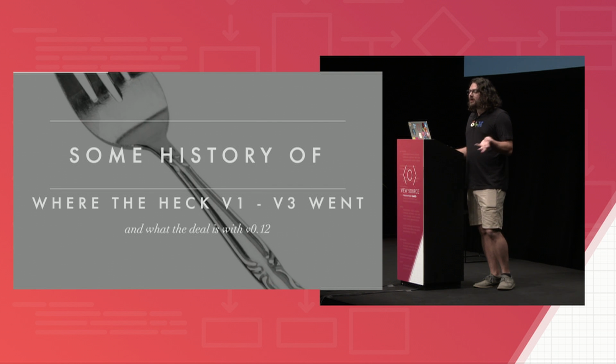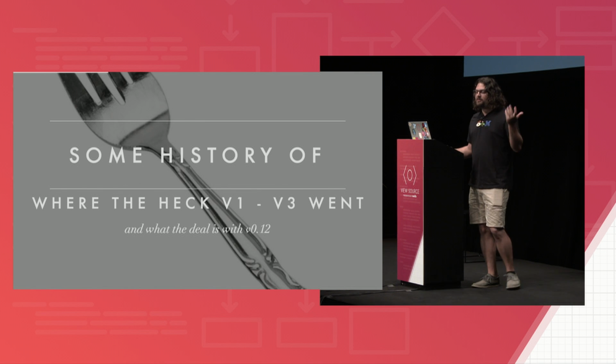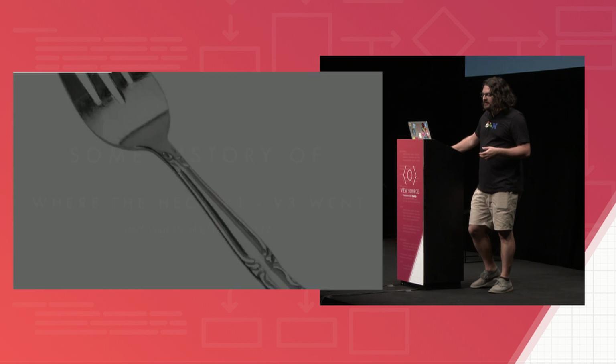So let's talk about what happened to version 1 through 3, because I mentioned there was 0.10, I mentioned there was 0.12, and then all of a sudden it went to 4. And also, what's the deal with 0.12, because that one's kind of weird too.